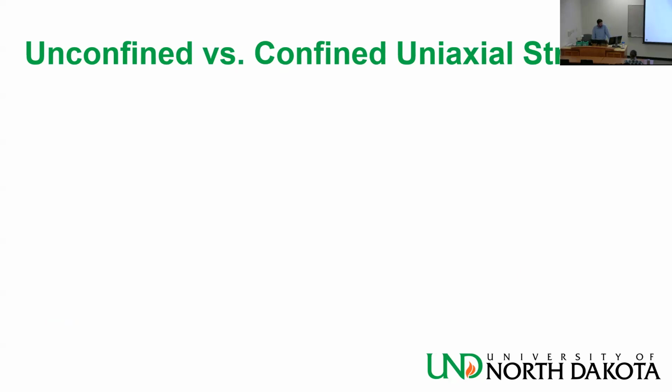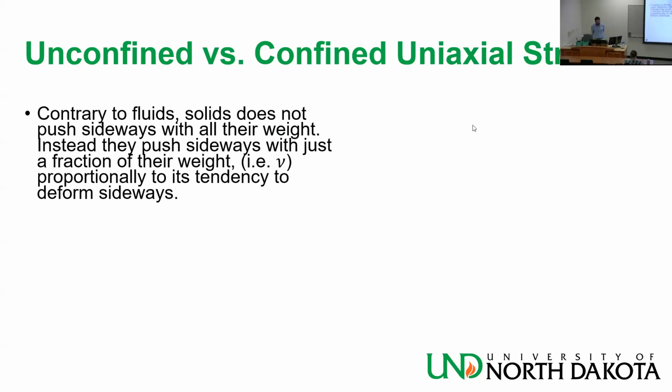So how do we measure this fracture gradient, or how can we get an indication of the fracture gradient? How does it get affected by the surrounding stresses, the confined stresses? Contrary to fluids, solids do not push sideways with all their weight. Instead, they push sideways with only a fraction of their weight, which is given by the Poisson's ratio that we talked about two lectures ago.